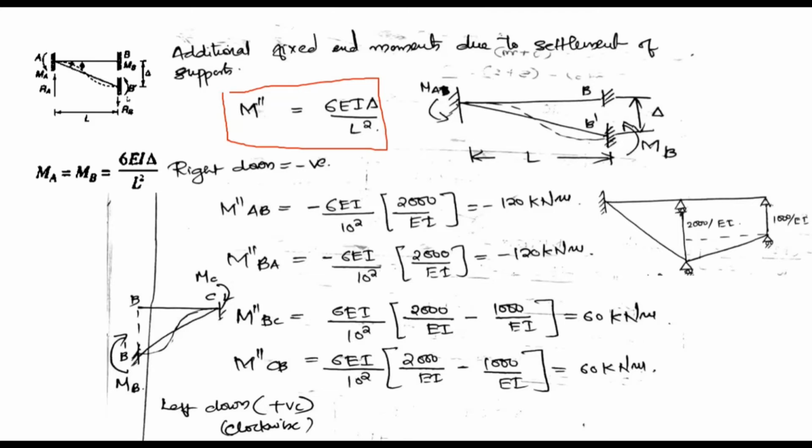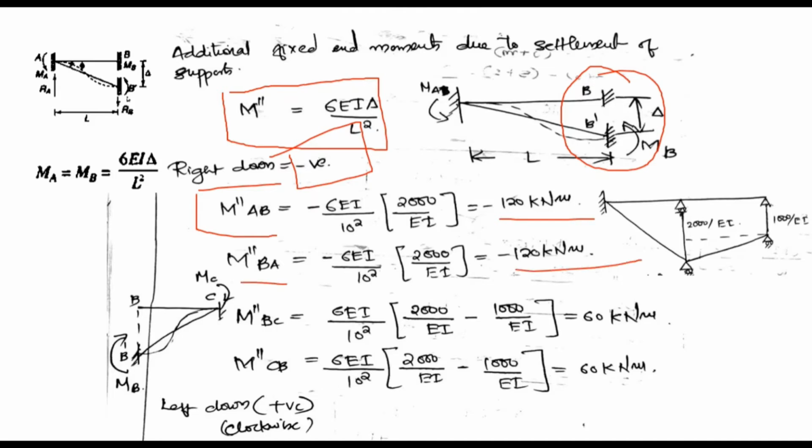Consider the member AB. M double dash AB. Here for the member AB, the settlement is on the right side. When right is down, we have to consider it as negative. The direction is anti-clockwise, so we have to consider the value as negative. So M double dash AB equal to minus 6 EI by 10 square into the value delta 2000 by EI, thus getting a value minus 120 kilonewton meter. M double dash BA equal to minus 120 kilonewton meter.